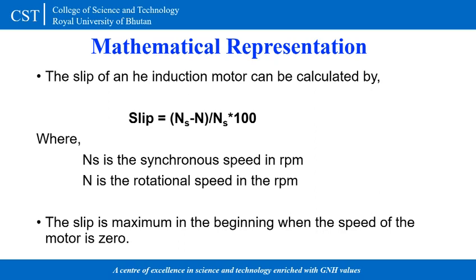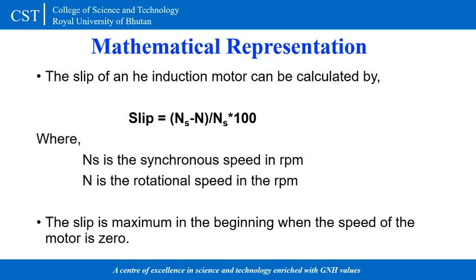Now, slip has a maximum value of 1 and a minimum value of 0. The slip will be 0 if Ns, the synchronous speed, is equal to the rotational speed. But this will never happen in practice, because the speed of the motor will never reach the synchronous speed. Therefore, we have discussed when the slip becomes 0.